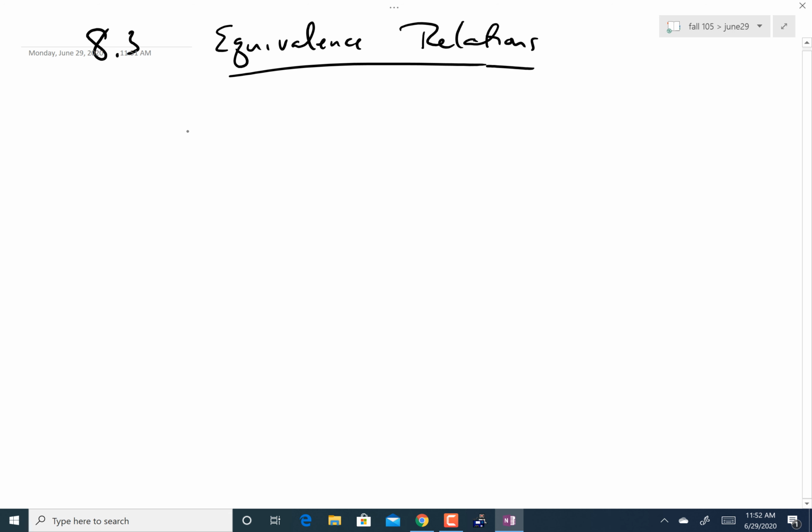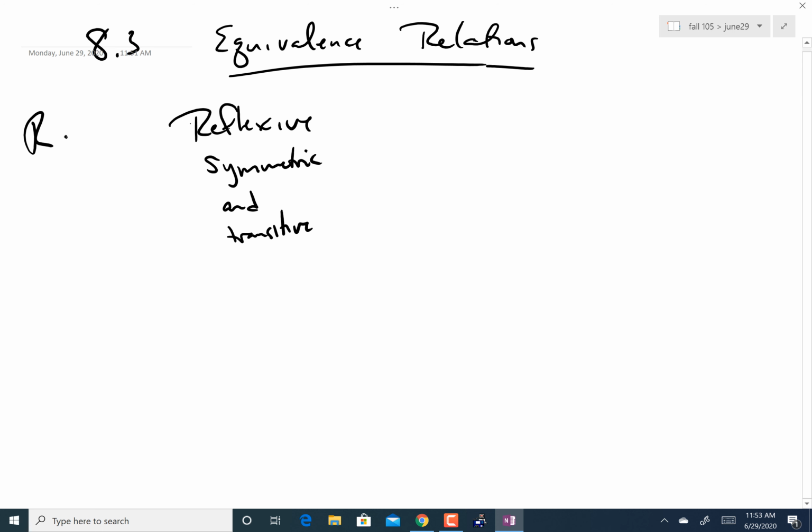For that to be true, the relation must have reflexive, symmetric, and transitive properties. Okay, so R is an equivalence relation if and only if these three things are true for it.